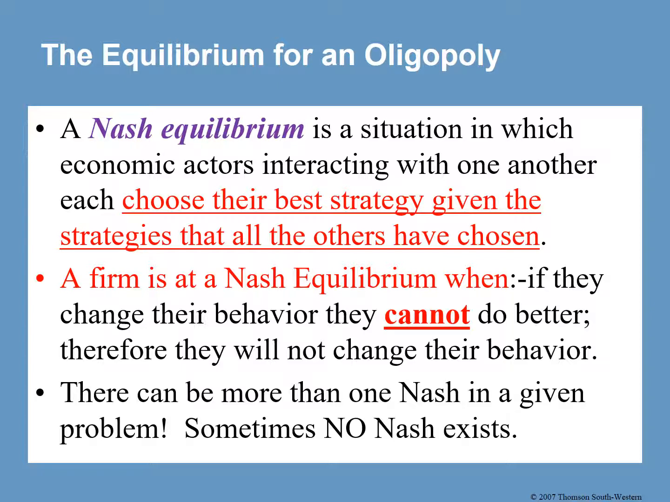One thing just to make a note of, and this has become a little tricky and I've seen it on the AP test more and more recently, is that there can be more than one Nash in a given problem. More than one Nash equilibrium. Actually, it's possible that there are no Nashes in a market. That's a real possibility. So we'll look at that a little bit later, but just be aware of that.